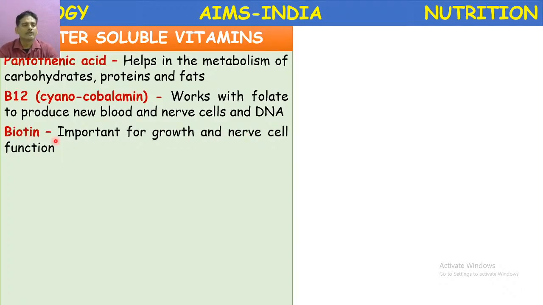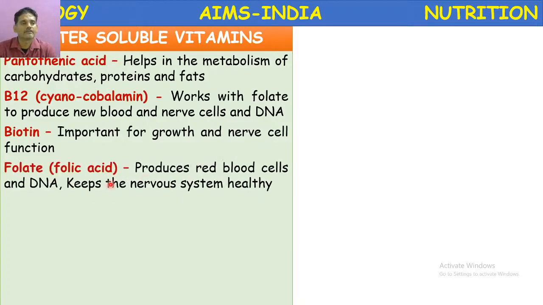Biotin, commonly called vitamin B7. It is important for growth and nerve cell formation. Next, folate or folic acid. It produces red blood cells, RBC, and DNA along with vitamin B12 and keeps the nervous system healthy.